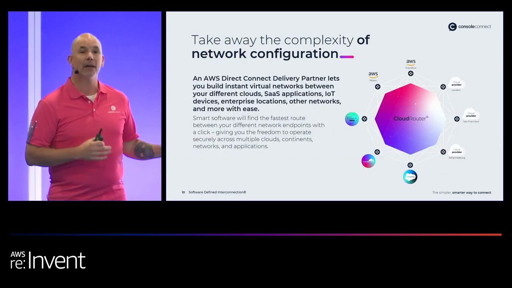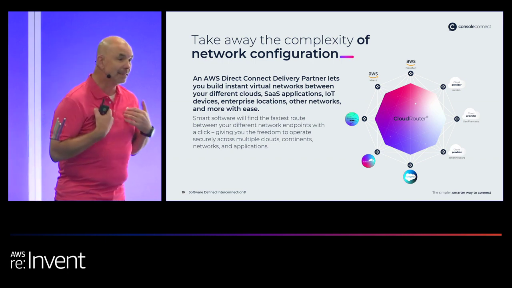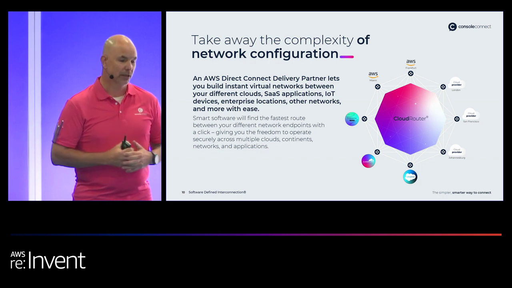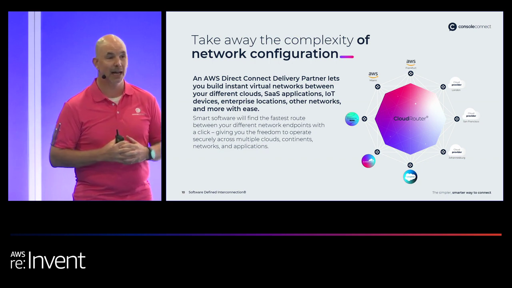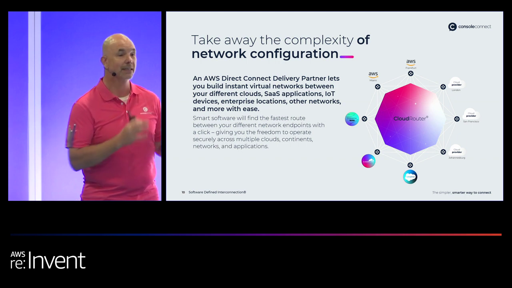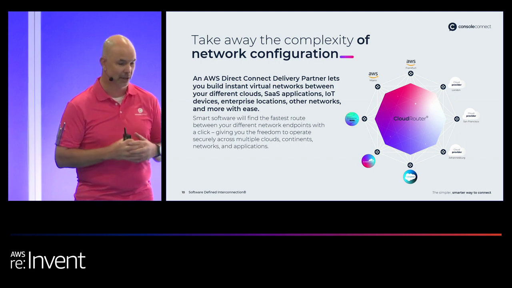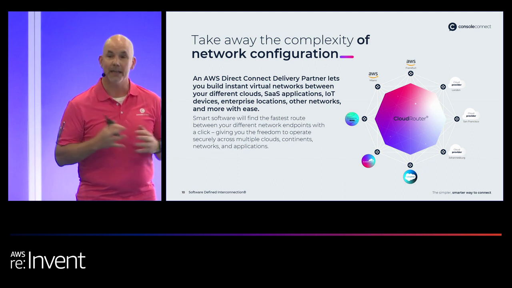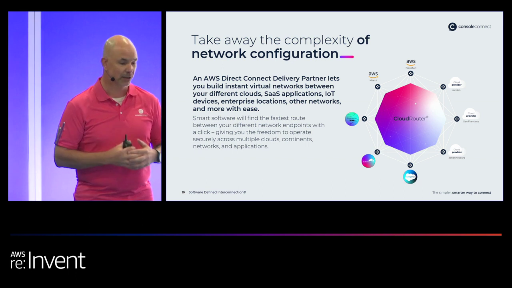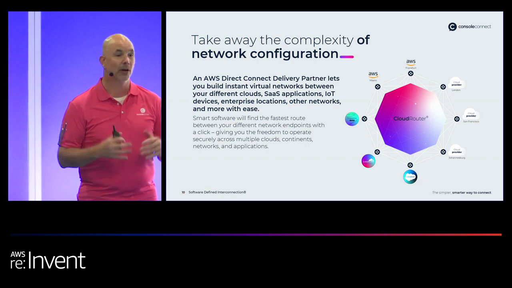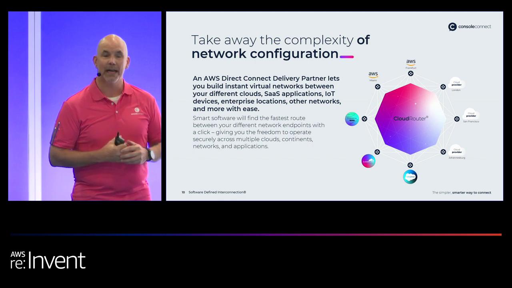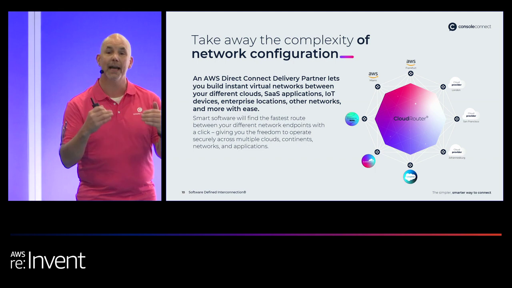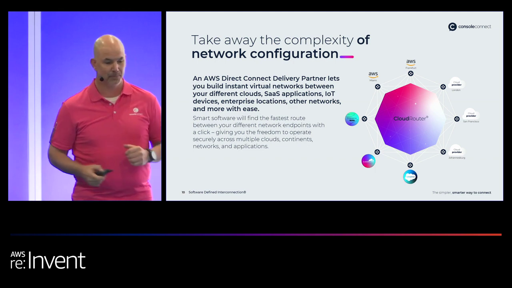So let's take away that complexity of that network configuration. As an AWS Direct Connect delivery partner, as I said, we've automated that building of those virtual interconnects into the various clouds, even reaching through those virtual interconnects into the SaaS properties that exist in those clouds. It makes it very easy for you as a user to just select the connectivity that you want, and maintain and monitor it as you wish. You've got the freedom to operate exactly how you want. That's really one of the guiding principles of the Console Connect platform, is put the control in the hands of the user, in the hands of the person paying for the connectivity.